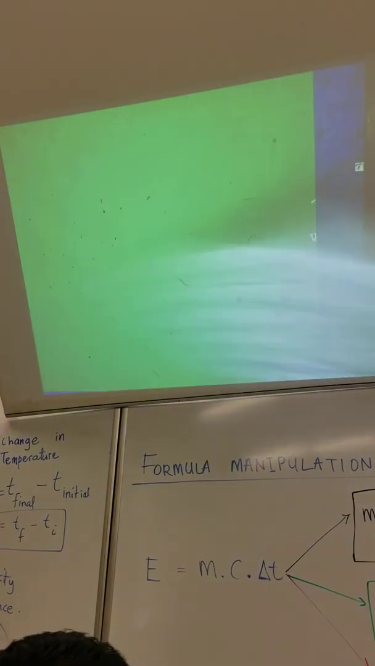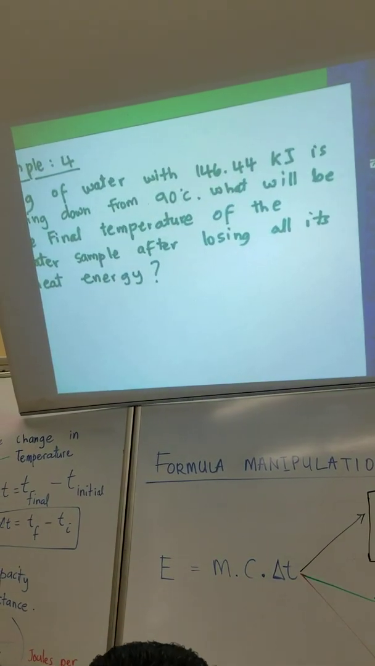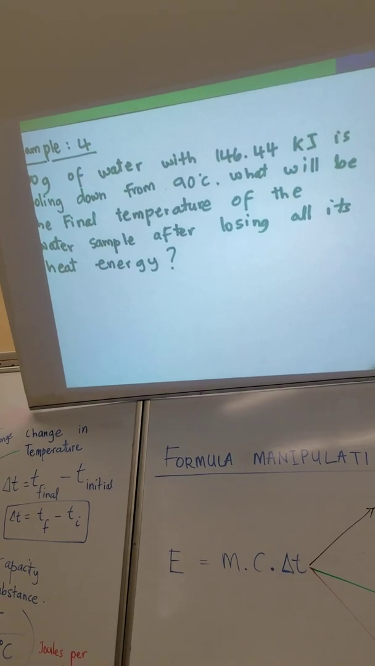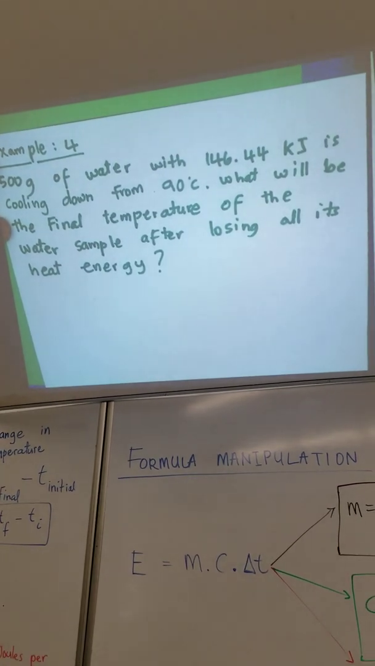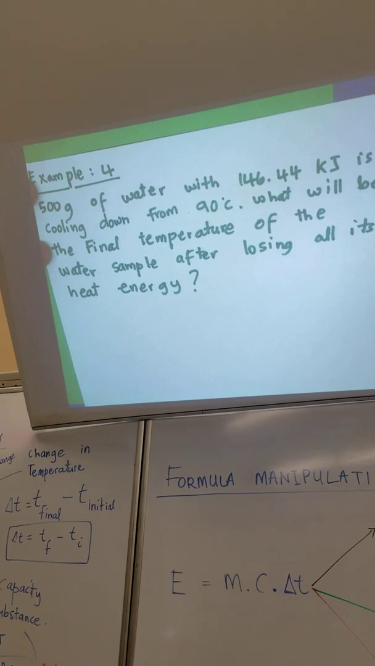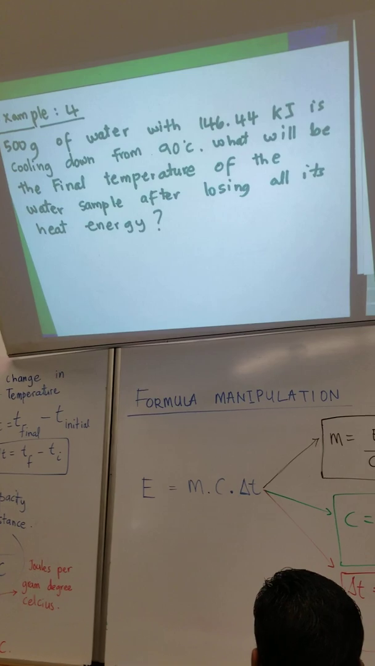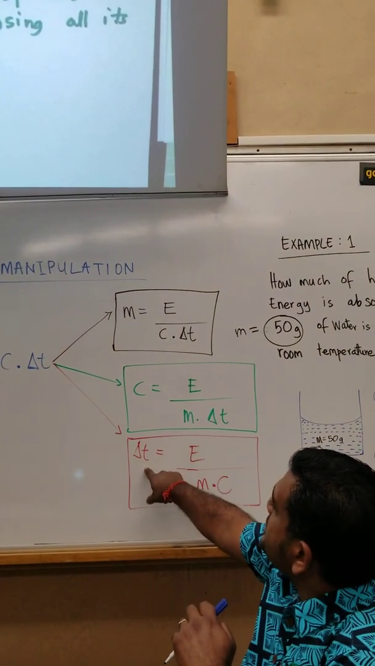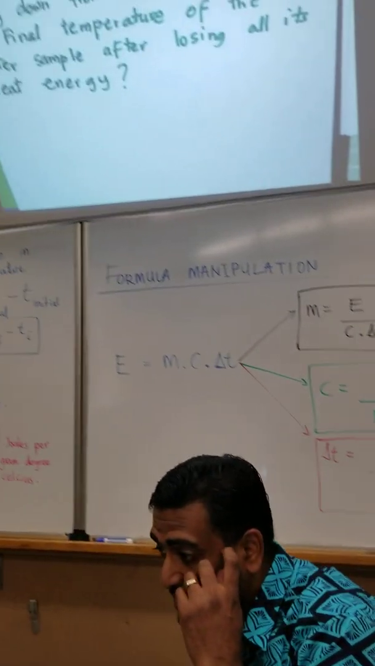Let's look at example 4. Example 4 is 500 grams of water with 146.44 kilojoules. 146.44 kilojoules is cooling down from 90 degrees. What will the final temperature of the water sample be after losing all its heat energy? So we are going to use this formula variation, where we are going to use delta T as the subject of the formula, equal to energy over mass times specific heat capacity.